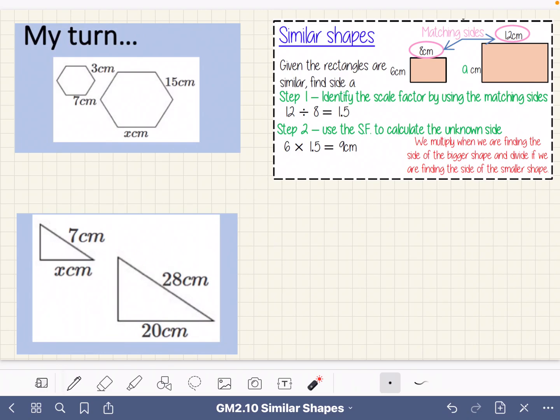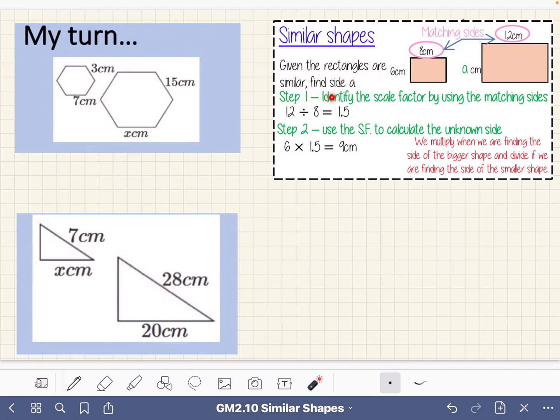In this question we have similar shapes. We have hexagons where we look to match up corresponding sides. So we've got 3 centimetres here, 15 centimetres there, 7 centimetres there and X centimetres there. Now if we look at the example on how we calculate what the missing side is, we look for our matching sides, our corresponding sides on that similar shape. So similar shape means that they have the same angles but different length sides.